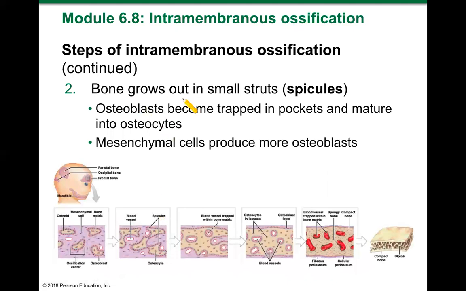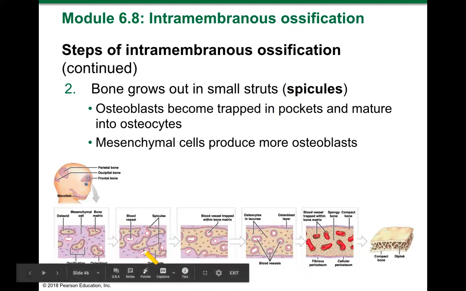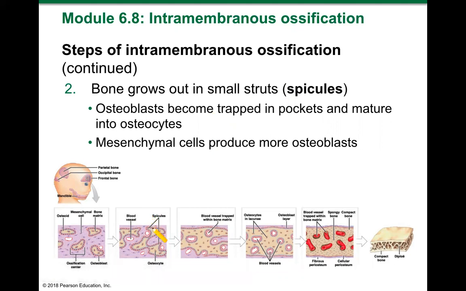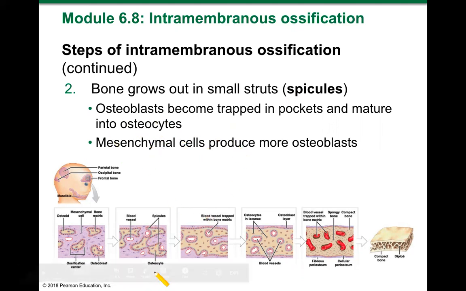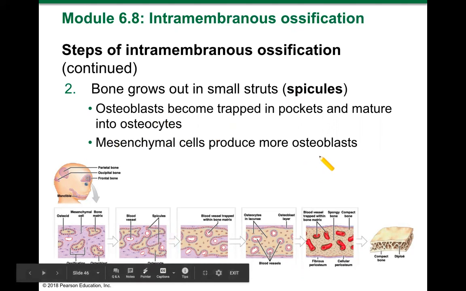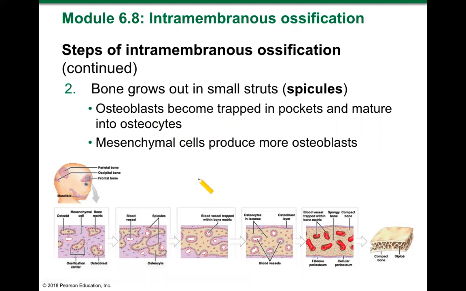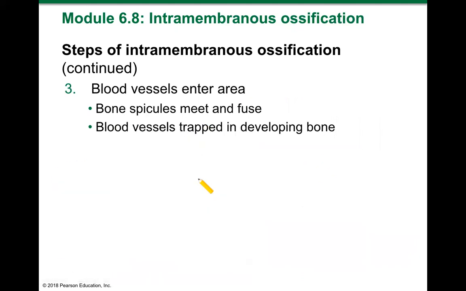So then the bone grows out into small struts called spicules. You can see some spicules here. I don't know about the word struts, but think of those ossification centers jutting out, okay, that's what's happening. The osteoblasts become trapped in pockets and they then mature into osteocytes. The mesenchymal cells continue to differentiate into more osteoblasts.